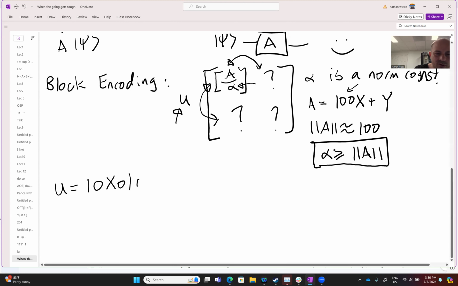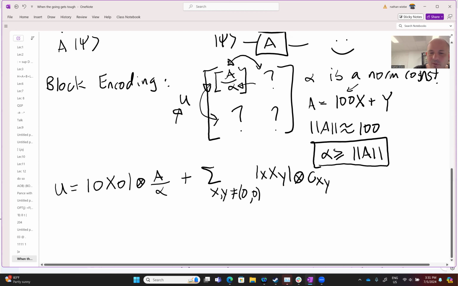|0,0⟩⟨0,0| tensor A over alpha plus the sum over (x, y) not equal to the pair (0, 0) of |x⟩⟨y| tensor some other matrix C_xy over here. So this is kind of what we mean by the question marks. These question marks are the individual operators that we're putting in all the rest of the blocks.